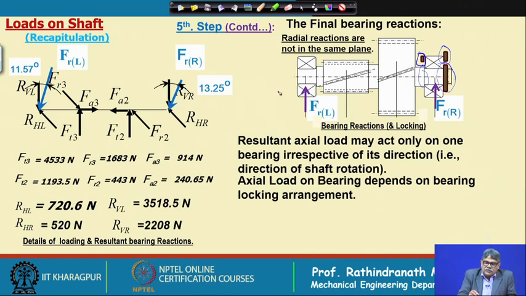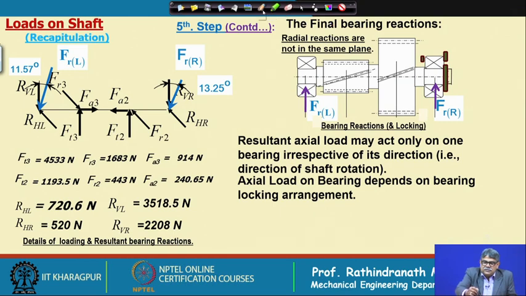For clockwise rotation looking from the right hand side, the resultant force will act in this direction, and then the bearing will be pushed by the shaft, whereas in case of rotation in the anticlockwise direction looking from the right hand side, this resultant axial load will act in this direction. This means that this load will be transmitted to the bearing by pulling the bearing in this direction, as the outer race is fixed and also the inner race is fixed on the shaft. So, the thrust load will act accordingly on this shaft.